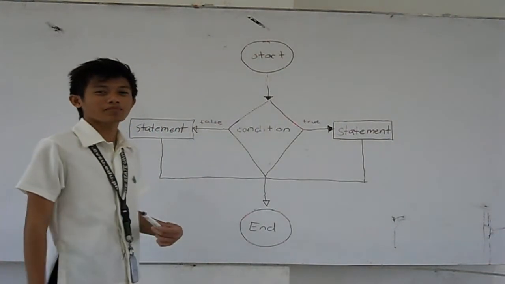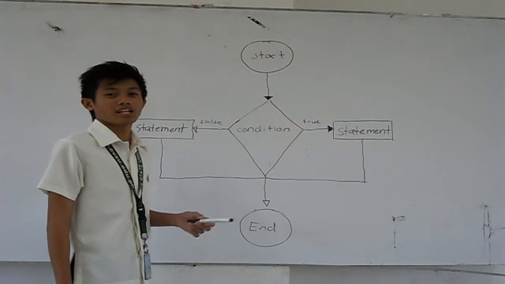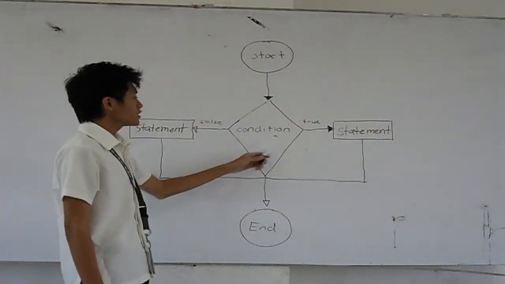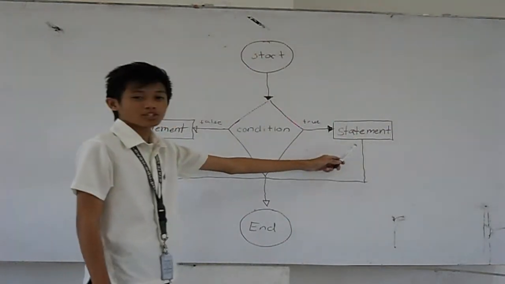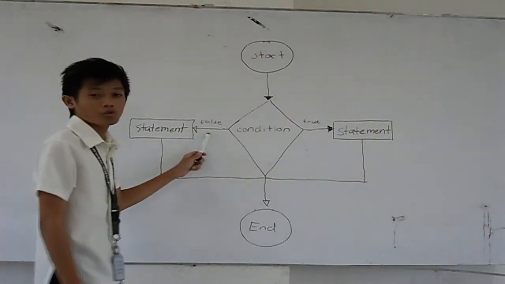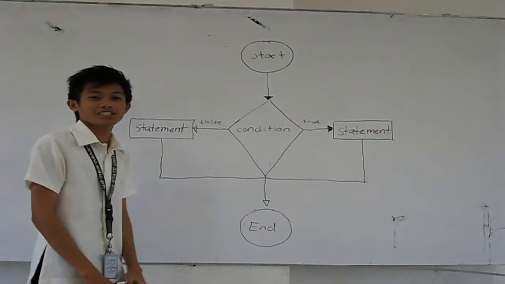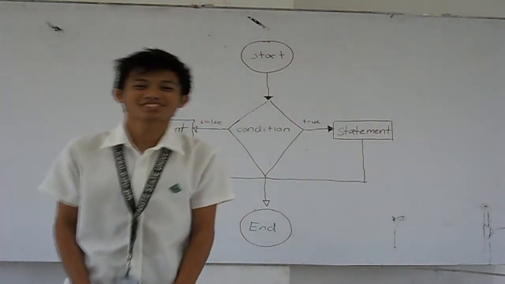Now let's discuss the two-way selection or the if-else statement. First, if the condition is true, you will execute the first statement before you go to end. And if it is false, you will execute another statement before you go to end. And that's the if-else selection structure or the two-way selection structure.